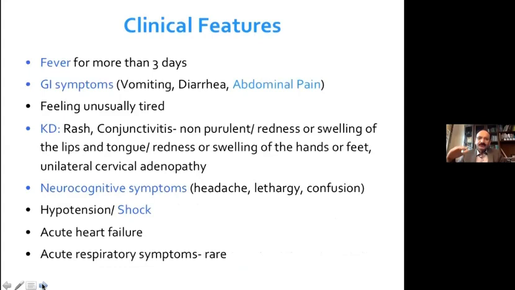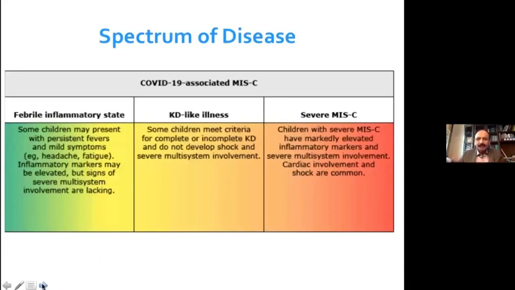Clinical features: fever, GI symptoms, feeling unusually tired, Kawasaki disease symptoms like rash, conjunctivitis, non-purulent swelling of lips and tongue, redness of hands and feet, and unilateral cervical adenopathy. Of course, some of them would come in with neurocognitive symptoms, hypotension, shock, acute heart failure, or respiratory symptoms. There's a whole spectrum of the disease.